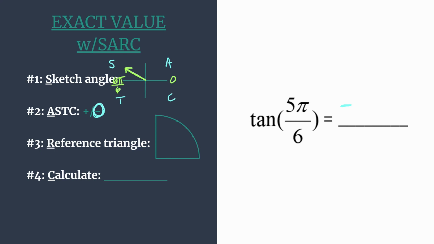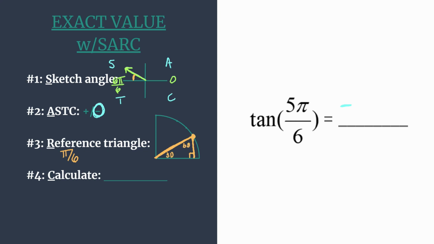To do this, we want to first find the reference angle, which is the amount of rotation from our terminal side to the x-axis. So you can see that's going to be pi over 6. That's the same thing as 30 degrees. So that leads us to know we're working with a 30-60-90 special right triangle.